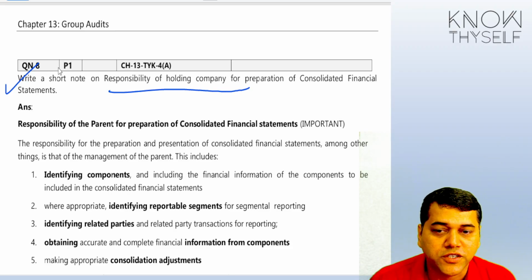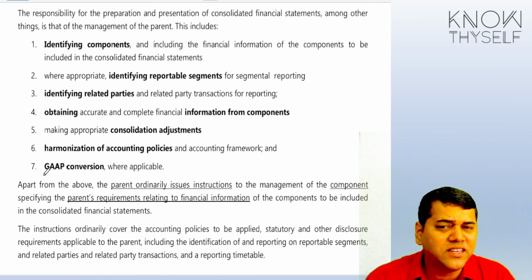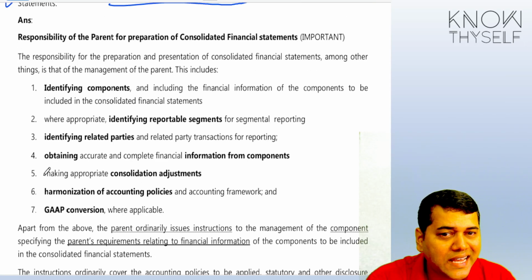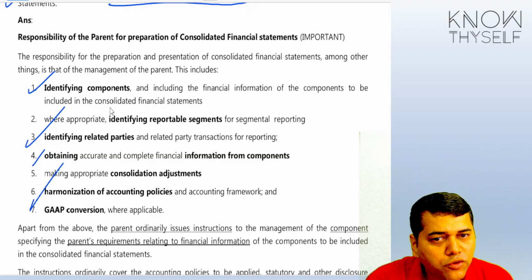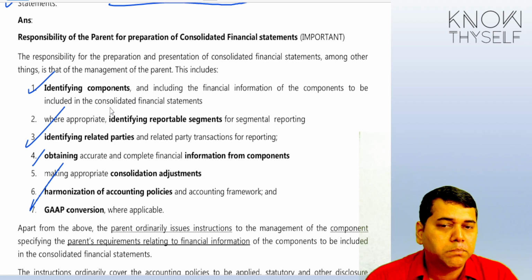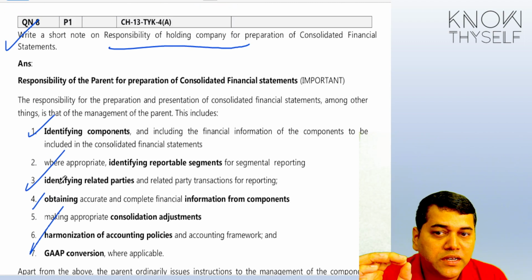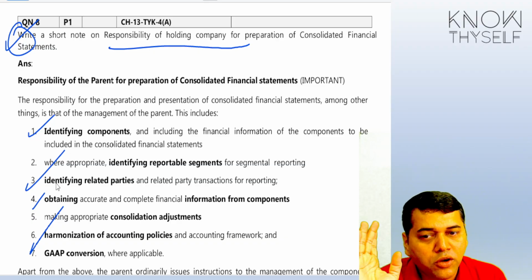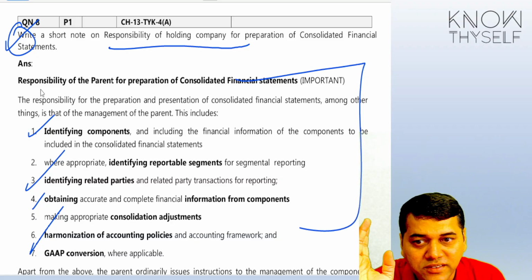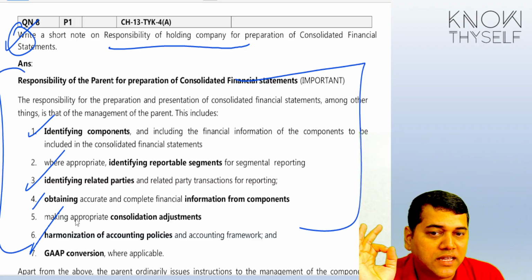Please write this question first, because it is very easy to answer. No tricky language is included. Simply write four or five points and you get full four or five marks. So please understand, our ICAI will never give this question so easily, because this answer is very easy. There is no complication in the answer.